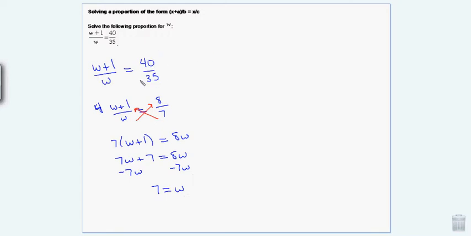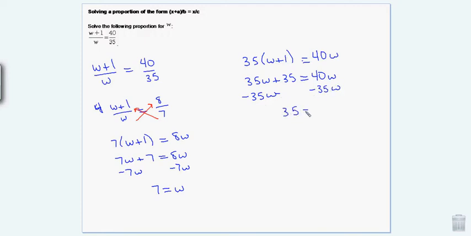Now, if I hadn't noticed this, and I cross multiplied without reducing, I would get 35 is equal to 5w, and dividing by 5, I would still get w equals 7. So even if you don't reduce it, you're going to end up with the same answer. It's just the reducing, quite honestly, made the math easier.